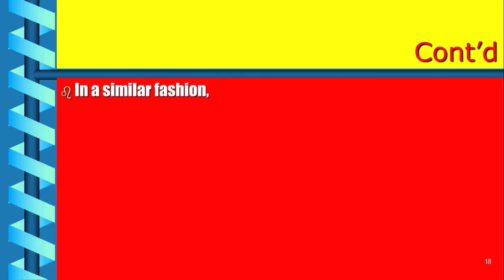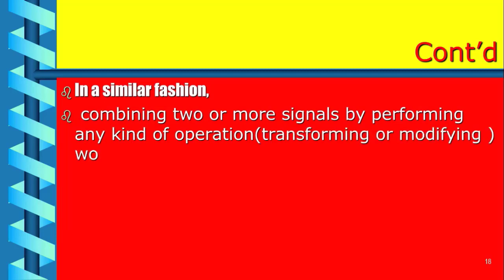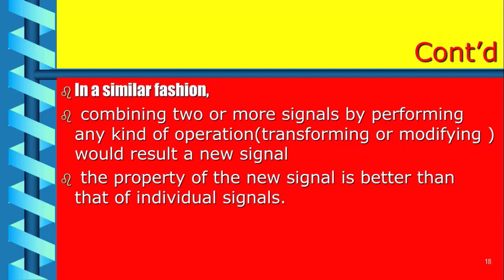The same is true for signals. Combining two or more signals by performing any kind of operation, that means transforming or modifying, would result in a new signal. And the property of this new signal is better than that of the individual signals.